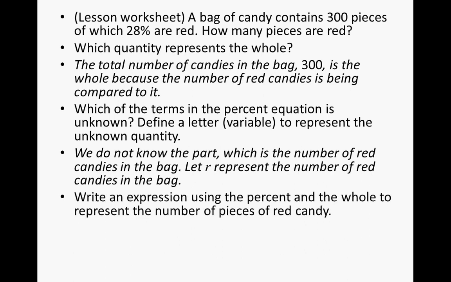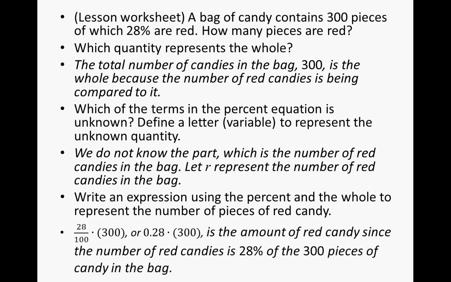Write an expression using the percent and the whole to represent the number of pieces of red candy. So again, going back to our equation, that means it is 28 over 100, because we represent percent as a fraction. So 28% is 28 over 100. We're going to multiply that by the whole, which is 300. We can also simplify it as a decimal and write 0.28 times 300. Either way is okay. That represents the amount of red candies, since the number of red candies is 28% of the 300 pieces of candy in the bag.